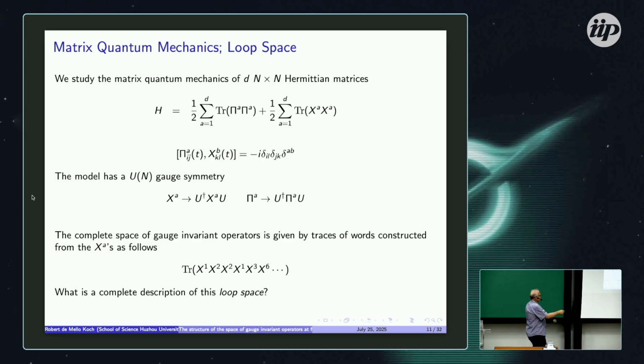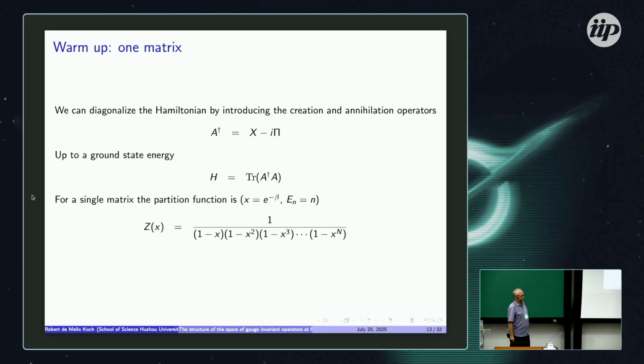Both x and pi transform in the adjoint of the gauge group, and the question we want to answer is, what is the complete space of gauge invariant operators? It's quite a complicated space, because we can take any product of these x's, take a trace, and that is a valid gauge invariant operator. What I'm aiming for, I'd like a set of generators, and I'd like to know the algebraic structure of those generators. So let's start with the simplest case of one matrix.